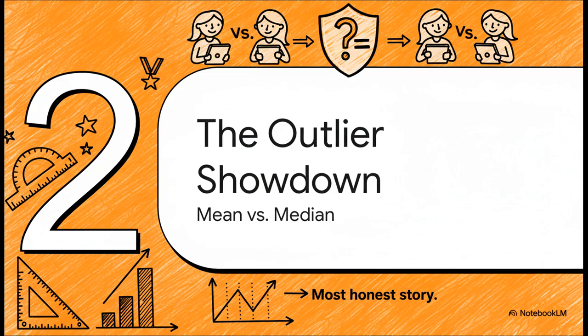Okay, the moment of truth. We've calculated all 3 of our measures for our dataset, the one with the outlier. It's time for the showdown. Mean versus median versus mode. Which one is telling the most accurate story?